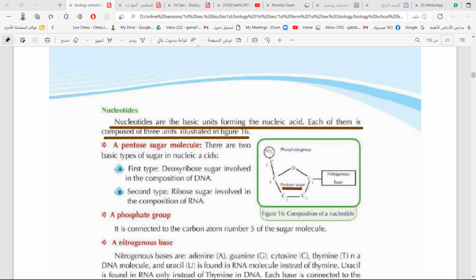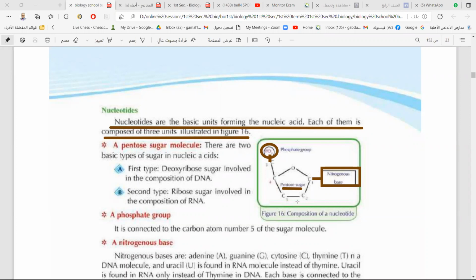Join it with what? Join it with a phosphate group at carbon atom number 5. And also join it with a nitrogenous base at carbon atom number 1. Carbon atom number 5, join it with what? The phosphate group, which is PO4. So we have 3 basic structures.